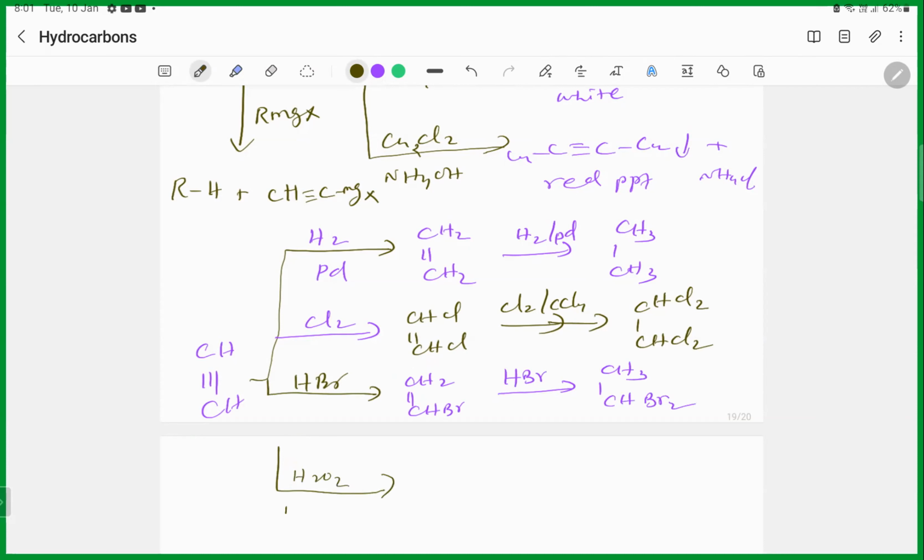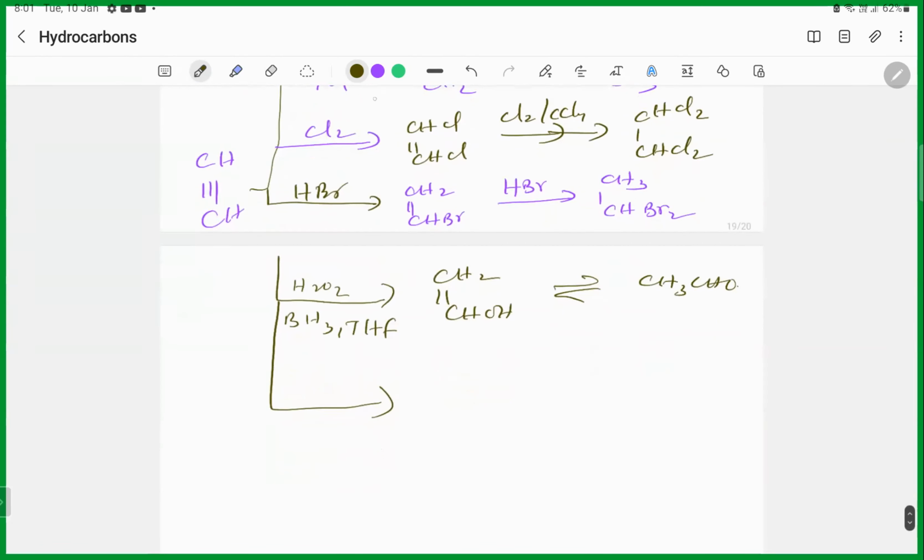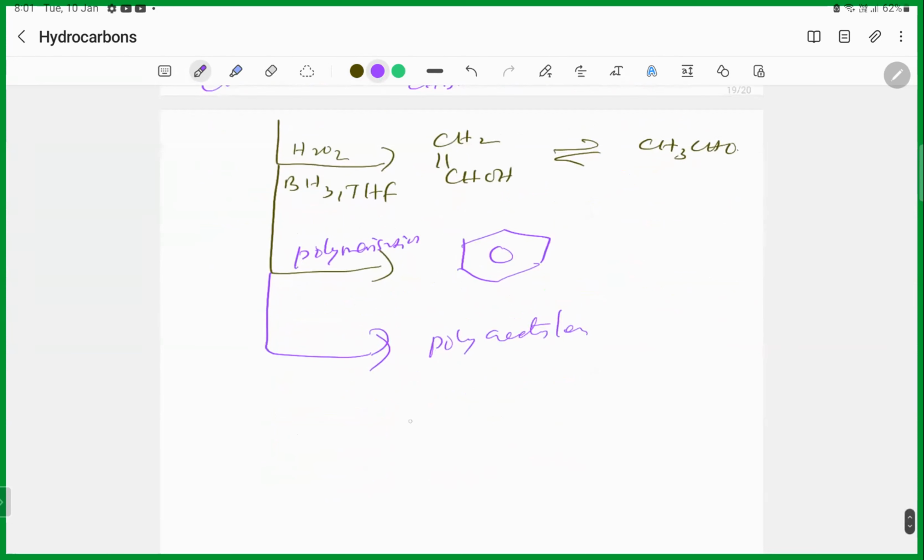Same way when you treat this with hydrogen peroxide and borane, hydroboration in THF, it will give CH2 double bond CHOH, and then tautomerization will give the aldehyde. Then it will go to polymerization. In the polymerization, it will give benzene by cyclic polymerization. When it undergoes linear polymerization, we get polyacetylene: CH double bond CH, single bond CH, double bond CH, n times.